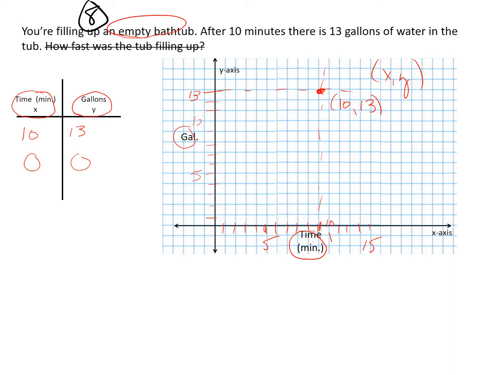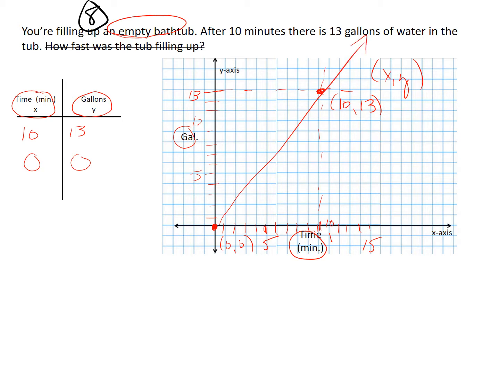Well, that's pretty easy, right? 0, 0. Remember, that's right here, what we call the origin. So that's this guy, 0, 0. So now I've got 2 points. That's all I need to draw the graph. So I draw a perfectly straight line as usual. And there's the graph.